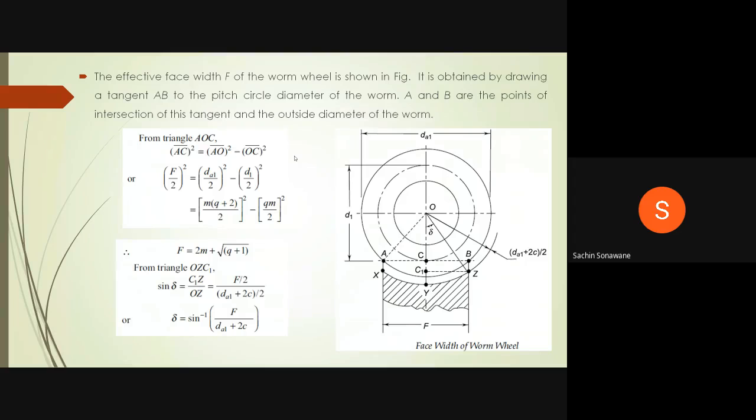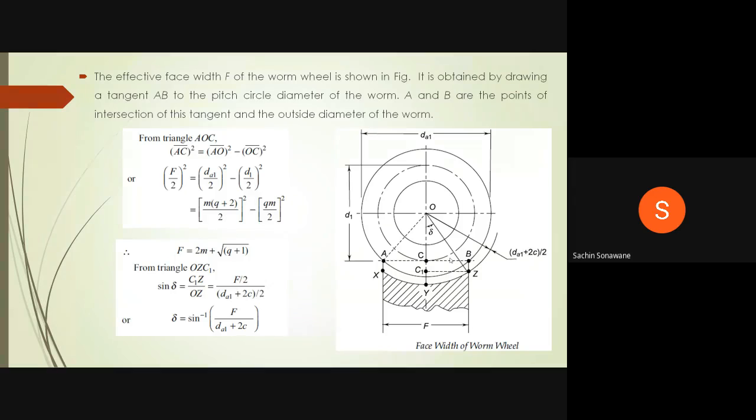The effective face width of the worm wheel is shown in the figure. This is the effective face width F. It is obtained by drawing a tangent AB to the pitch circle diameter of the worm. This is the pitch circle diameter. We have drawn tangent line AB. A and B are the points of intersection of this tangent and the outside diameter of the worm.